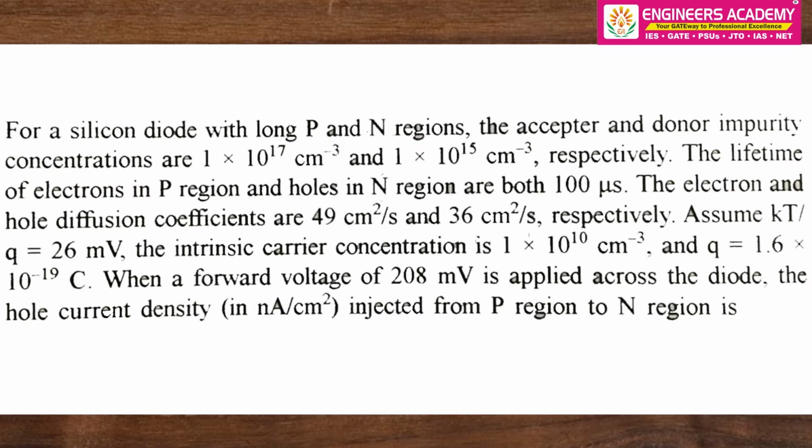When a forward voltage of 208 millivolt is applied across the diode, the hole current density injected from P region to N region is? Now we see the solution of this question.